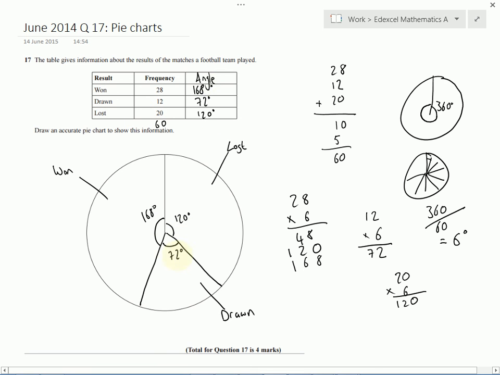4 marks available for these, 1 for being able to work out what the angles are, 2 for being able to draw it properly, and 1 for labelling each section of your pie.